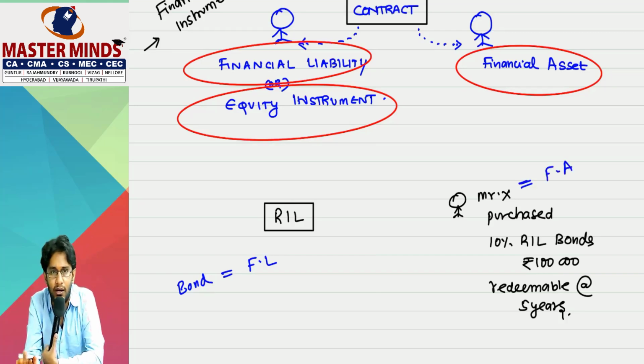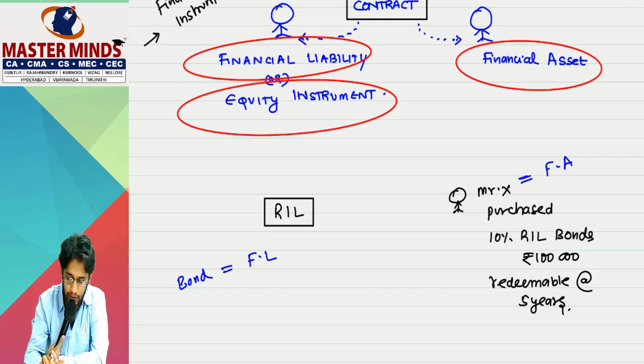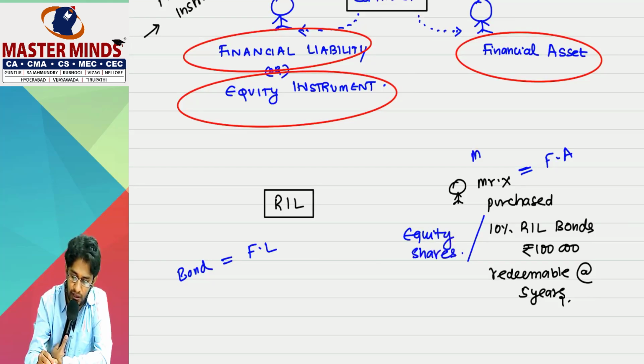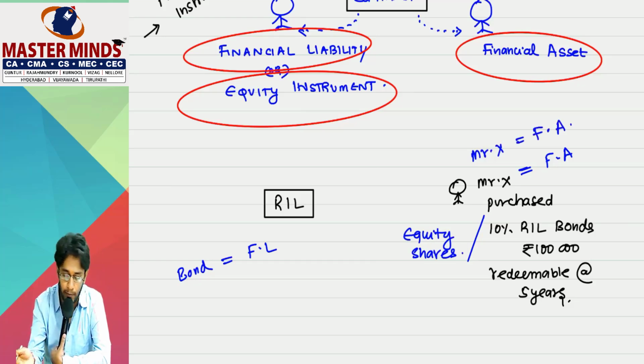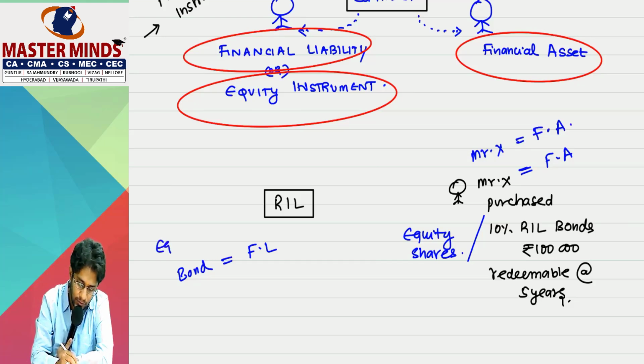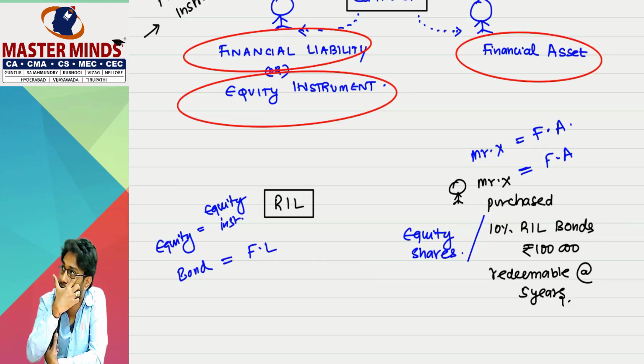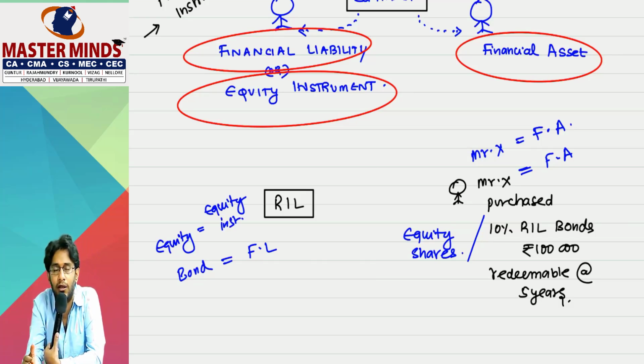The basic preliminary understanding, sir. Definitions we will see slowly. Similarly, if I tell you that he did not buy bonds, he purchased proper equity shares of Reliance company. For Mr. X, the equity share is still a financial asset, but for Reliance Industries, the equity share of their own company is called an equity instrument. So for one party, the contract is a financial asset, but for the other party, it can become either a financial liability or an equity instrument.